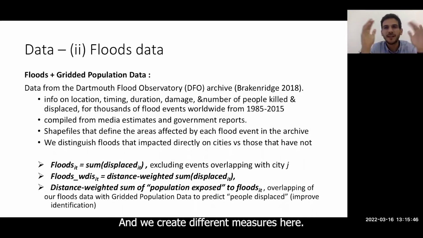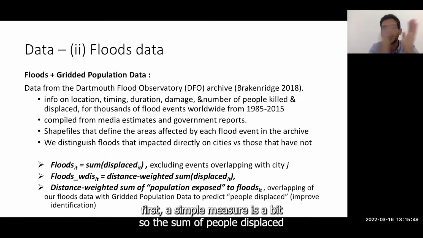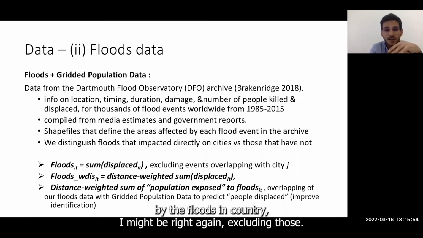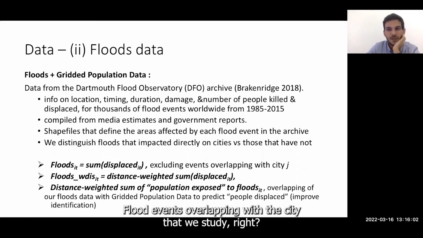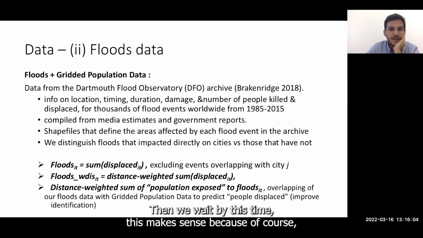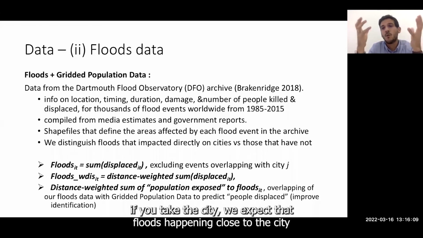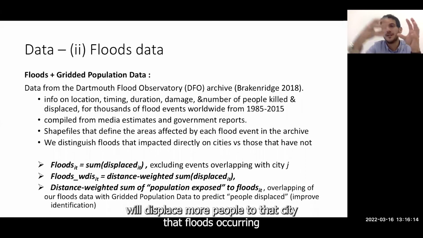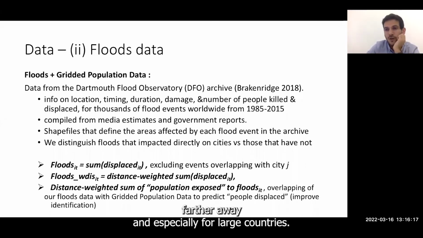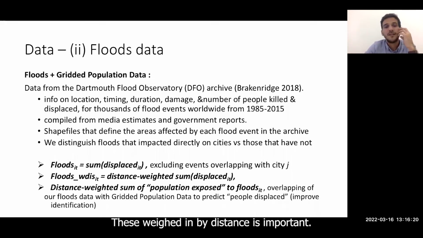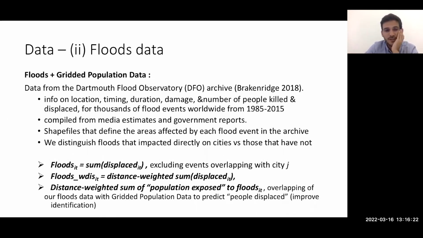All right, and we create different measures here. First, a simple measure is the sum of people displaced by these floods in country i at time t, again excluding those flood events overlapping with the city that we studied. Then we weight by distance. This makes sense because, of course, if you take the city, we expect that floods happening close to the city will displace more people to that city than floods occurring farther away in the country, right? So especially for large countries, this weighting by distance is important.